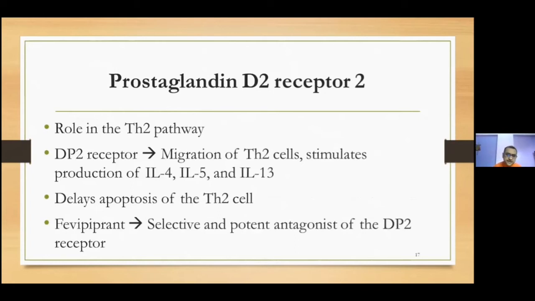Next is the prostaglandin D2 receptor 2 that also has a role in the Th2 pathway. Generally, this particular prostaglandin D2 receptor is responsible for the migration of the Th2 cells, and ultimately they stimulate the production of interleukin-4, 5 and 13. And generally they delay the apoptosis of the Th2 cells. So this drug, fevipiprant, is a selective and potent antagonist of this prostaglandin D2 receptor 2.